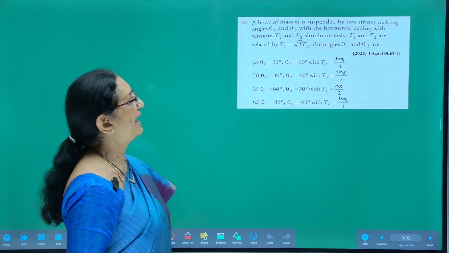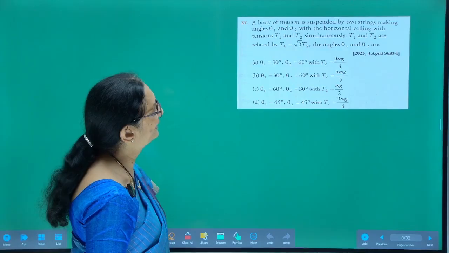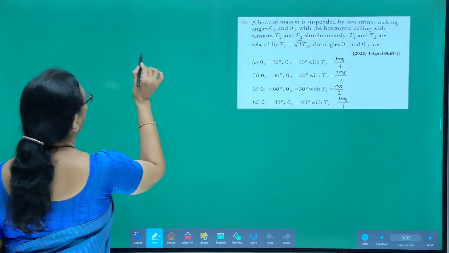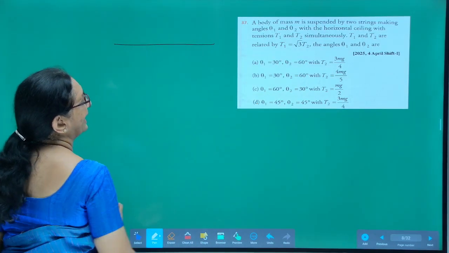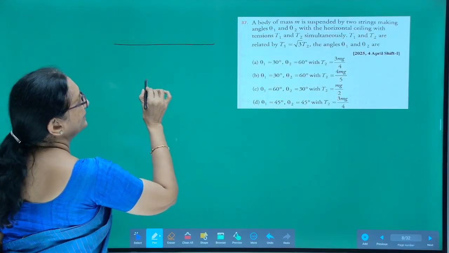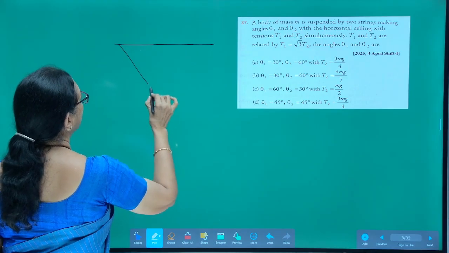A body of mass m is suspended by two strings making angles theta 1, theta 2 with the horizontal. Let us draw the diagram. This is the horizontal. A body of mass m is suspended by two strings.